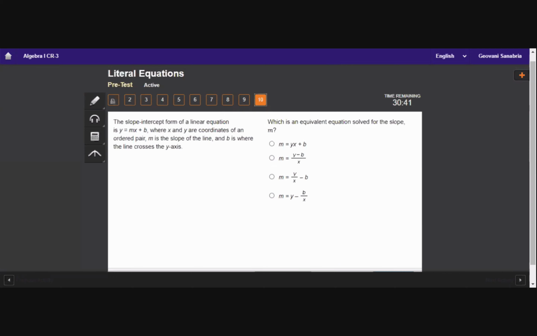Another way of writing it, if you wanted to switch them around, it would have to be negative B plus Y. But the Y has to be positive because it's already positive. You're not changing that part, but you're subtracting the B. So it should be Y minus B or negative B plus Y. Those two things mean the same. But it's Y minus B equals MX.